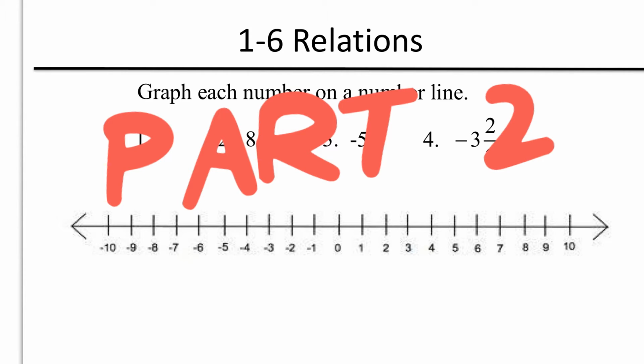Hey, what's up guys? This video is for section 1.6, which is called relations, and this is the second part. If you haven't watched the first part, you can go ahead and go back. Just a little review of the first video: we talked about how to graph different points on a coordinate plane. Today we are going to talk about relations, because those different points can be a relation.